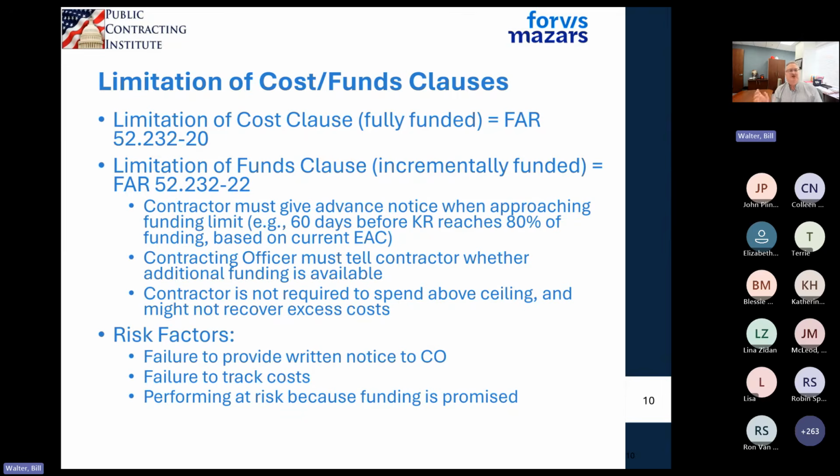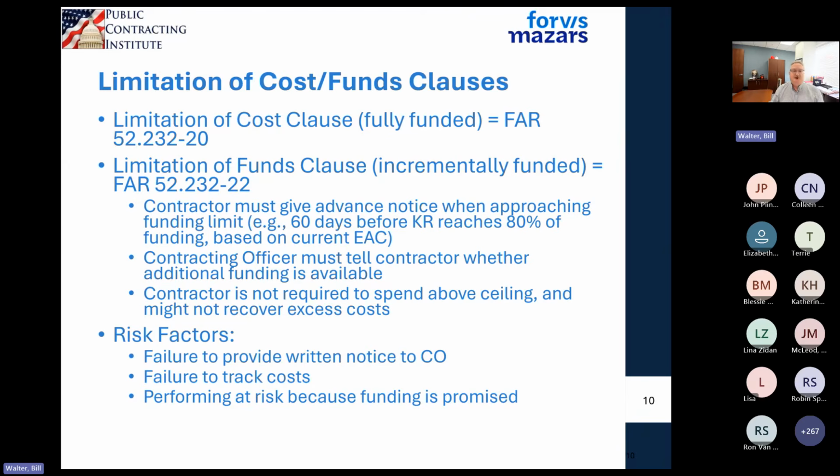And the reason limitation of cost and funds is used in the same sentence is because it's the same percentage, the same notification days, 60 days before you reach 80%, 75%, whatever your contract says. The difference is a limitation of funds clause is when your contract is incrementally funded, and limitation of cost clause is when your contract is fully funded. Limitation of funds clause says, okay, I've got a $10 million contract. The government has initially given me funding of $1 million. The government's cap is $1 million. When they mod and add another $1 million in funding, their cap is now $2 million, even though the contract award says 10. So these elements here are very key.